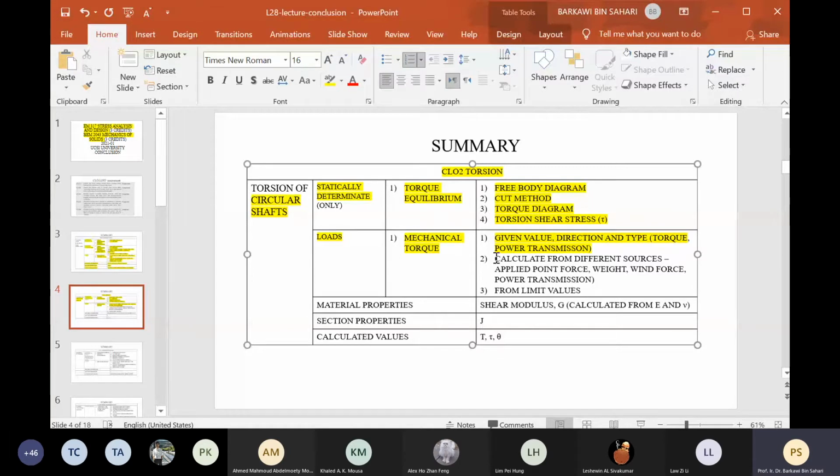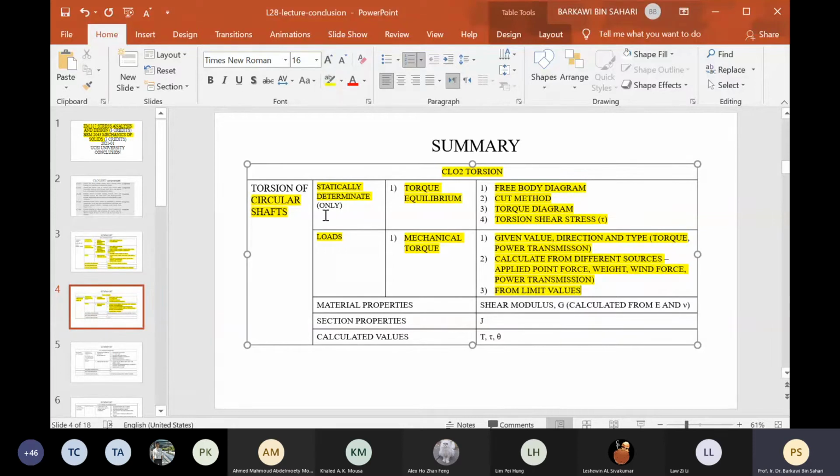Okay. Another type is calculated from different sources. In other words, it could be power transmission, it could be weights acting at a certain distance, it could be from power transmission as well. Could be wind force, and in the assignment 1, I think we give you the wind force on that. Sometimes also from the limit of stress values. You may be asked to calculate the torque for maximum stress. So the torque is not given, but you have to calculate the torque for given stress.